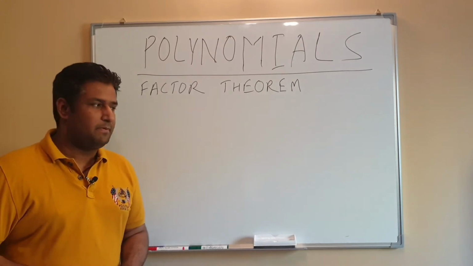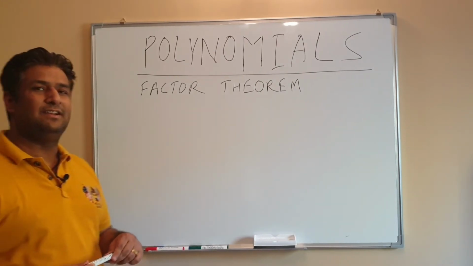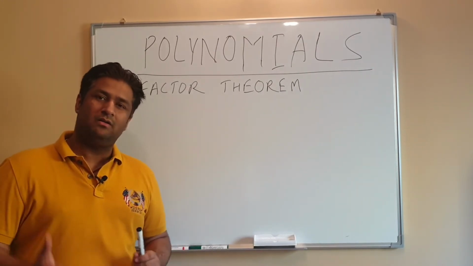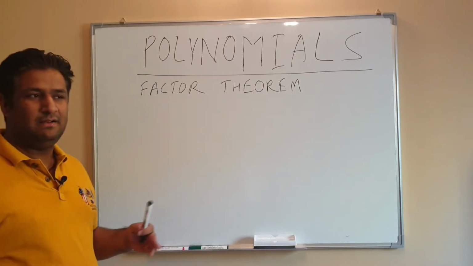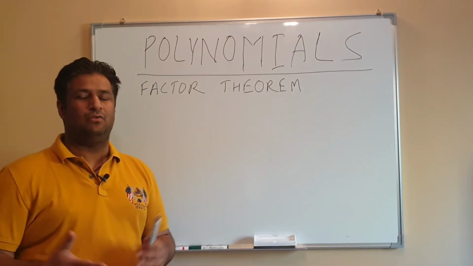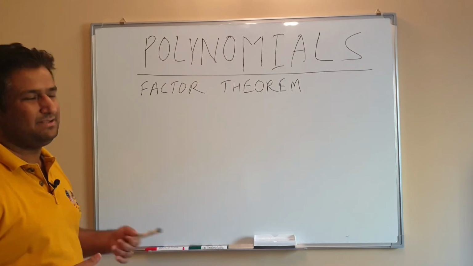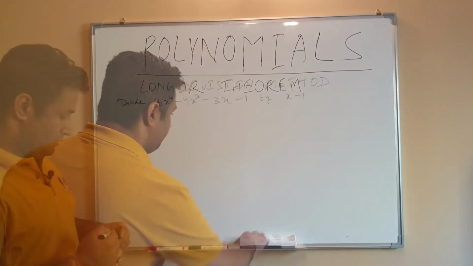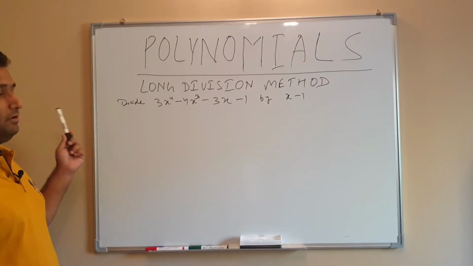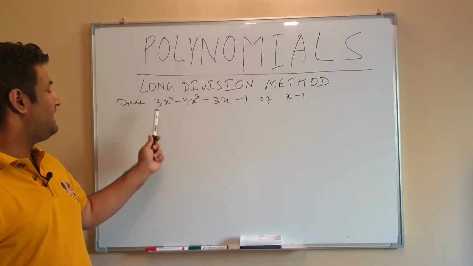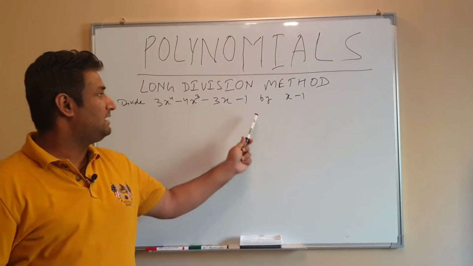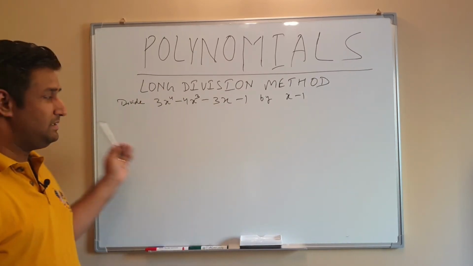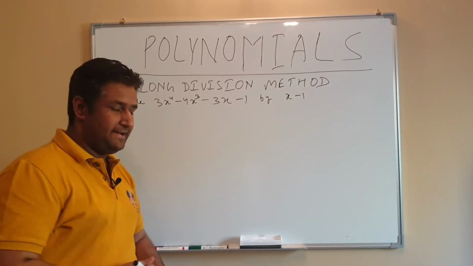Okay guys, so the next topic here is finding the remainder using the long division method. Basically we have to understand how the long division method takes place in the case of algebra, in the case of polynomials. So the example we have is, for the long division method, divide 3x⁴ minus 4x cube minus 3x minus 1 by x minus 1. So we'll see how we divide it now.